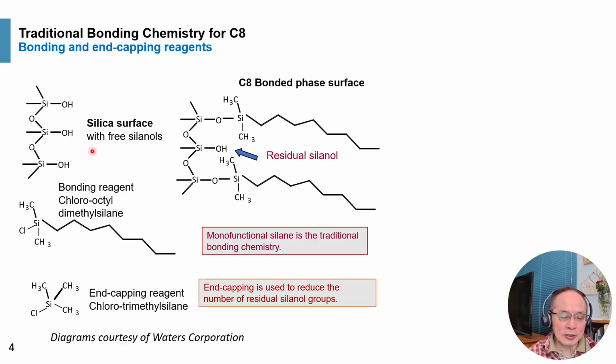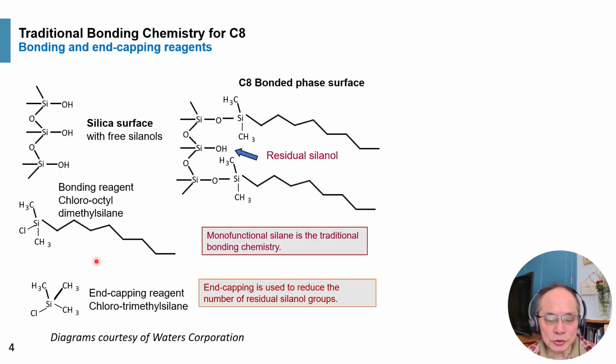Granted that most of the silanols, because these are spherical porous silica, are inside of the silica particle in the interstitial volume inside. And here's our bonding reagent, which is monochloro octyl dimethylsilane. So it's a monofunctional silane with the chlorine group as a leaving group, the chloride as a leaving group after the condensation reaction, bonding with the silica material.